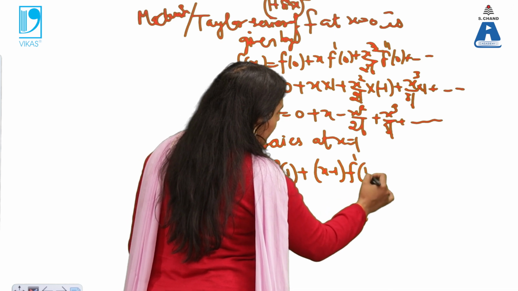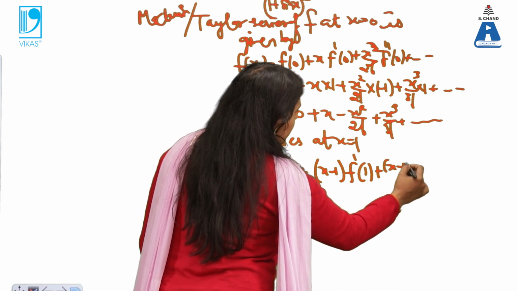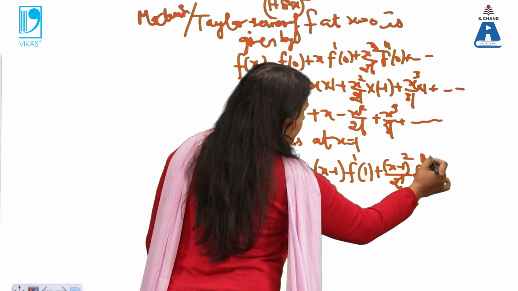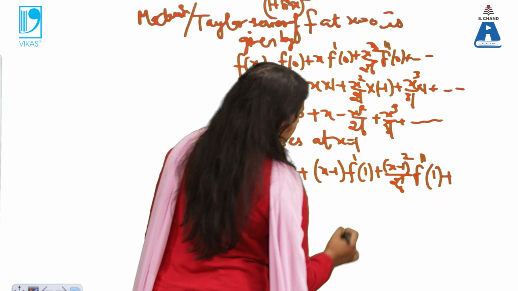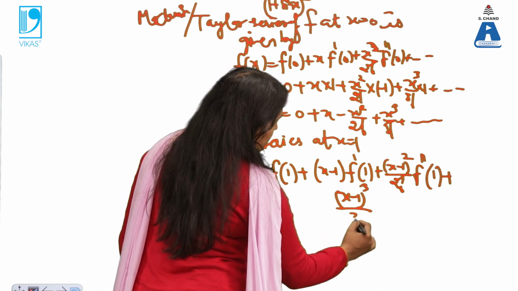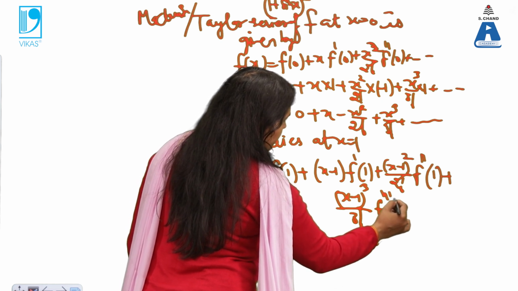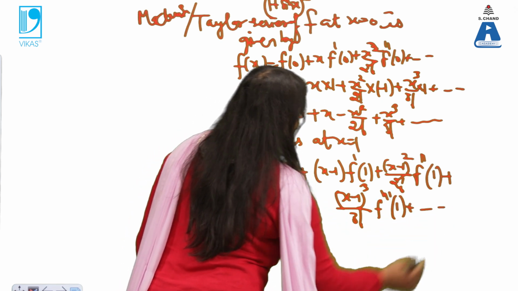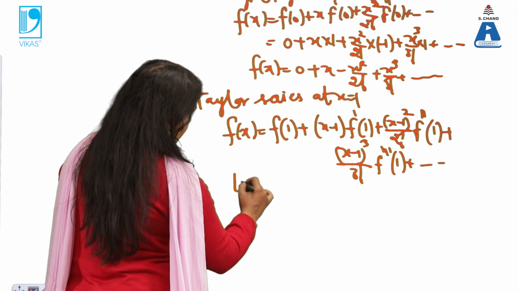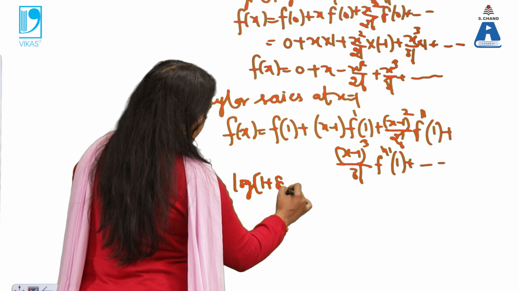x minus 1, f dash 1, x minus 1 whole square by 2 factorial, f double dash 1, and then one more term, that is x minus 1 whole cube, f triple dash 1 and so on. So my f(x) is, I just write down the terms. This was my f(x).